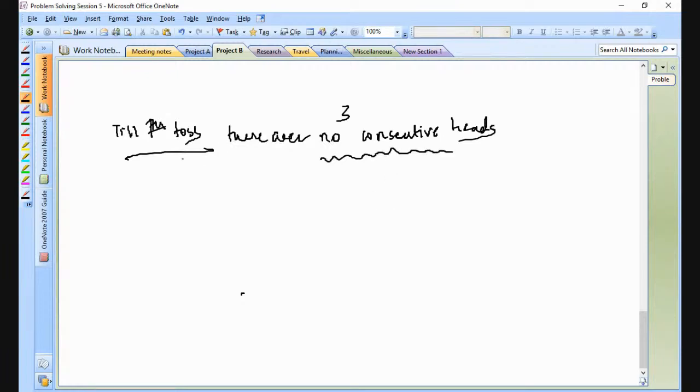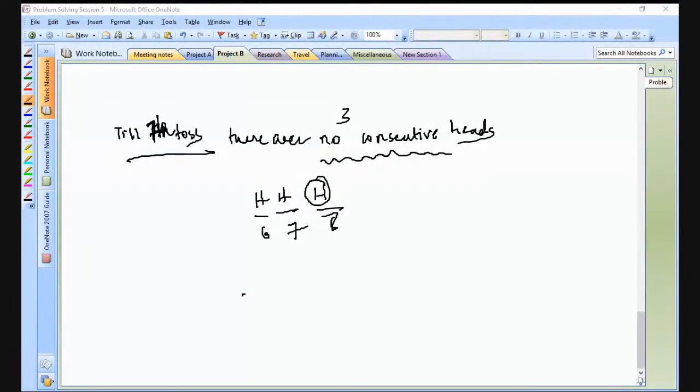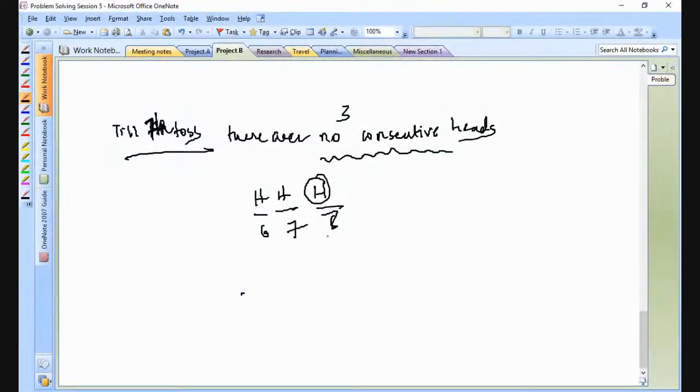Then what will happen? Then how can 3 consecutive heads happen? There is only one possible way. Exactly: 6, 7, and 8 must all be heads. All of you understood this? Any doubts? It can happen in only one possible way, right?